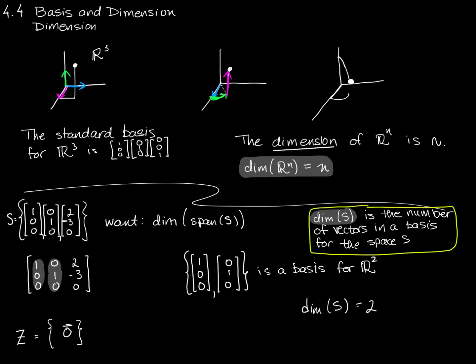And what we're going to say, just going to agree, is that the dimension of that collection of vectors, the set containing only the zero vector, the numerical value of that dimension is 0.